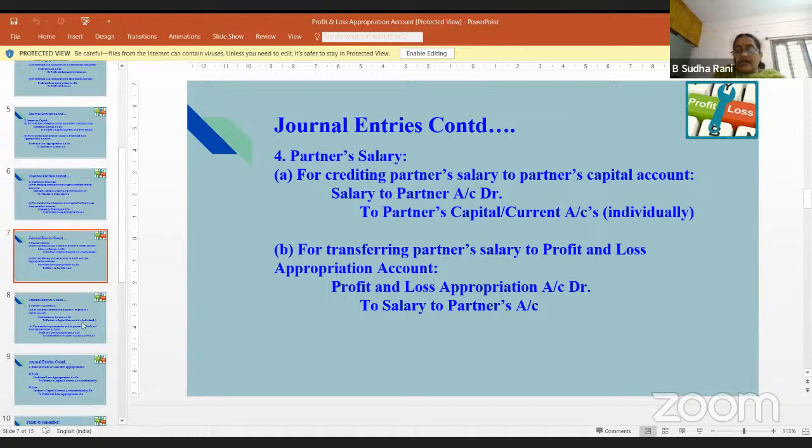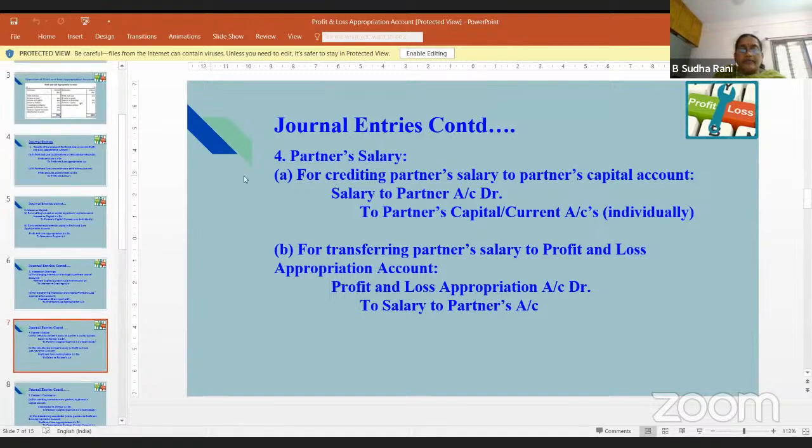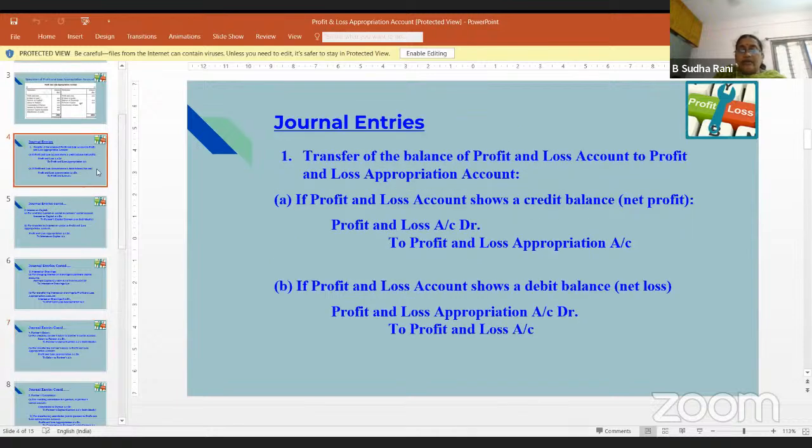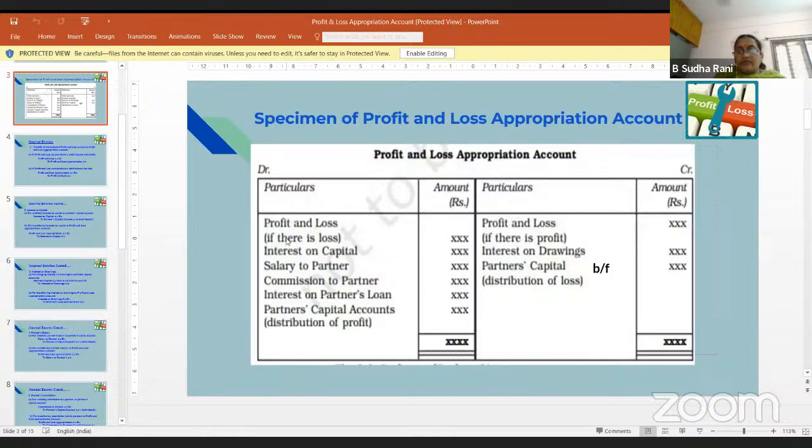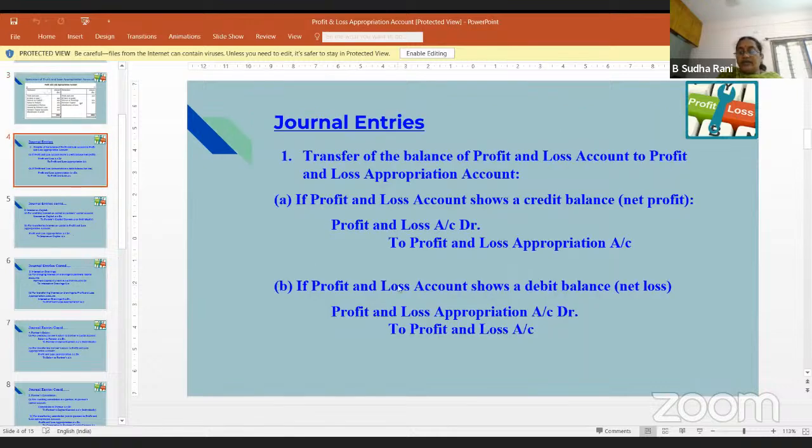So debit side items, I'll go back. Please note down, which means keep in your mind. See, on the debit side, what are all there? Profit and loss, interest on capital, salary to partner, commission to partner, interest on partner's loan. Partner's capital is a balancing figure anyway. So these are all on the debit side in the table. If you look into this, they will appear on the credit side.